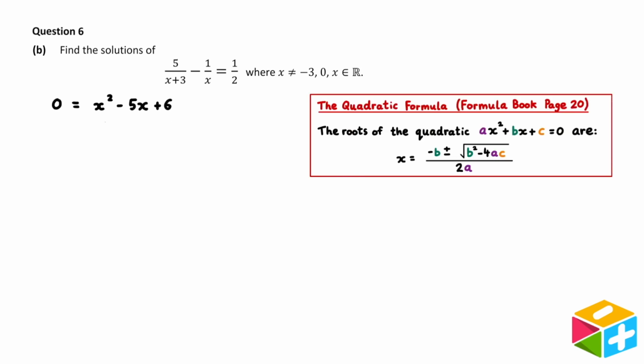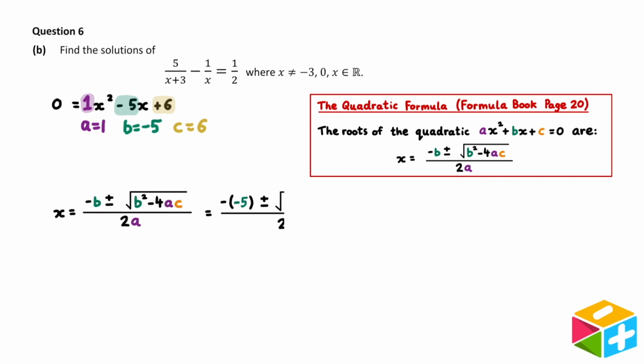We can solve our equation using the quadratic formula. The first step is to identify our values of a, b, and c. A represents the number in front of the x squared. We just have x squared, which can be thought of as 1 times x squared. So a is equal to 1. B is the number in front of the x, so here b is minus 5. C is a number by itself, so here c is plus 6. Let's sub these values into our formula.